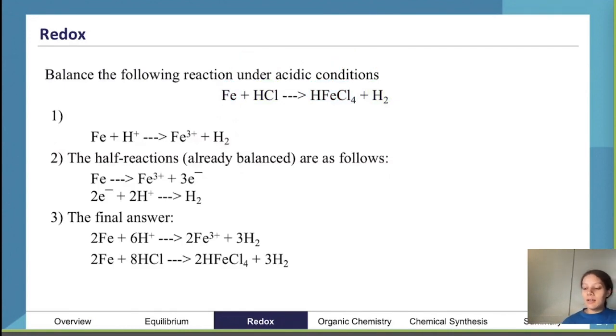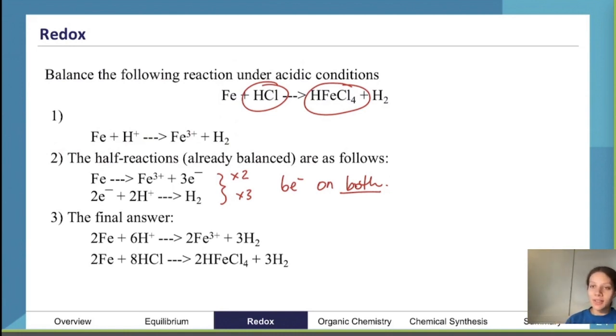So we have Fe turning into Fe3+ and 3e-, and then for our hydrogens, we had the H+ and the HCl turning into H2 on the right-hand side. So we balance those out with our electrons, and then we can incorporate them into our final answer. So we have 2 Fe ions and 6H+ once we've multiplied them both. So this one multiplied by 2, this one multiplied by 3, so then we get 6e- on both. So once that's done, then we can combine them into our final answer and write the ions back in their complete full form. So we can write the H+ again in terms of HCl and the Fe3+ in terms of the actual full HFeCl4.